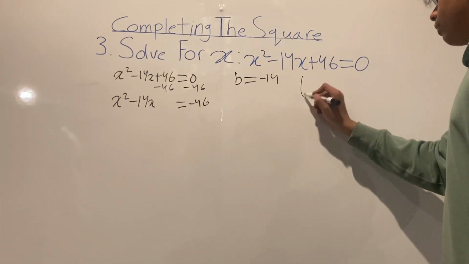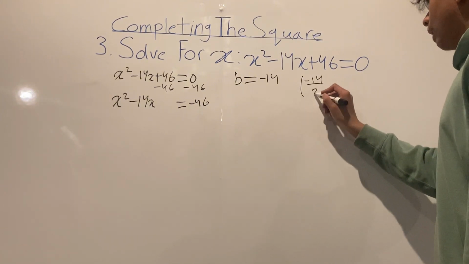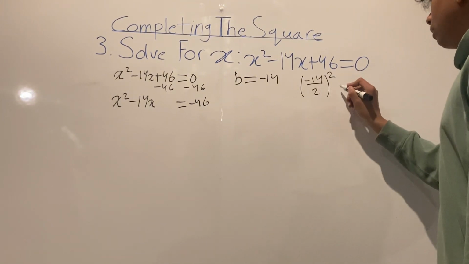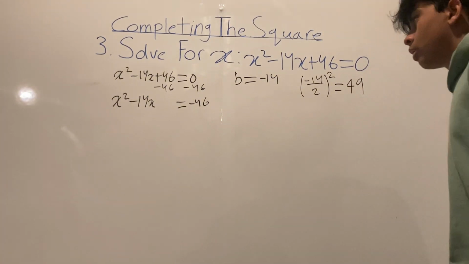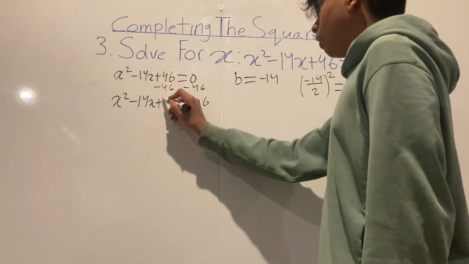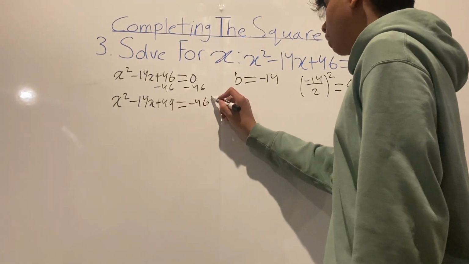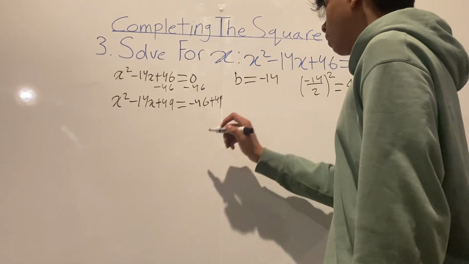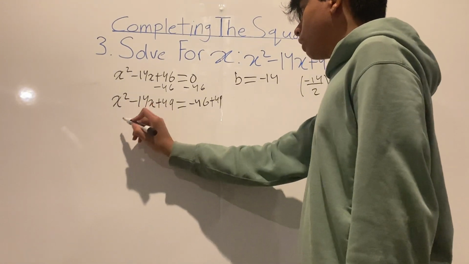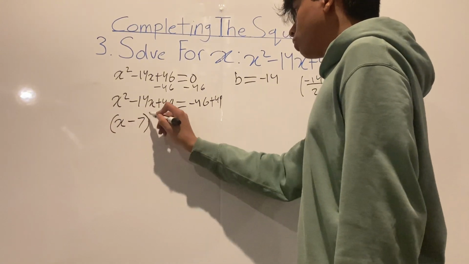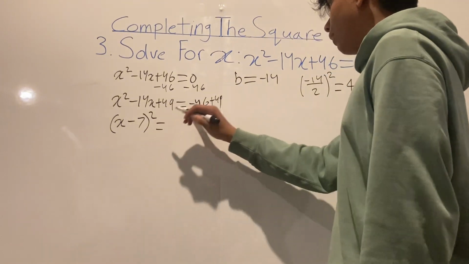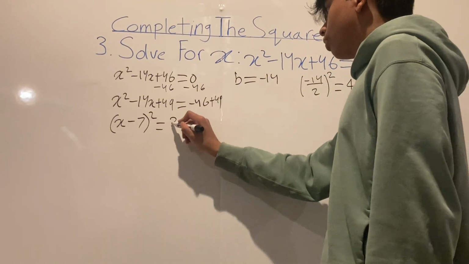And we're going to have negative 14 divided by 2 squared, and this is going to equal 49. So we're going to add 49 here and 49 on the right side as well. So now we can factor this to be x minus 7 squared, and this equals negative 46 plus 49 equals 3.